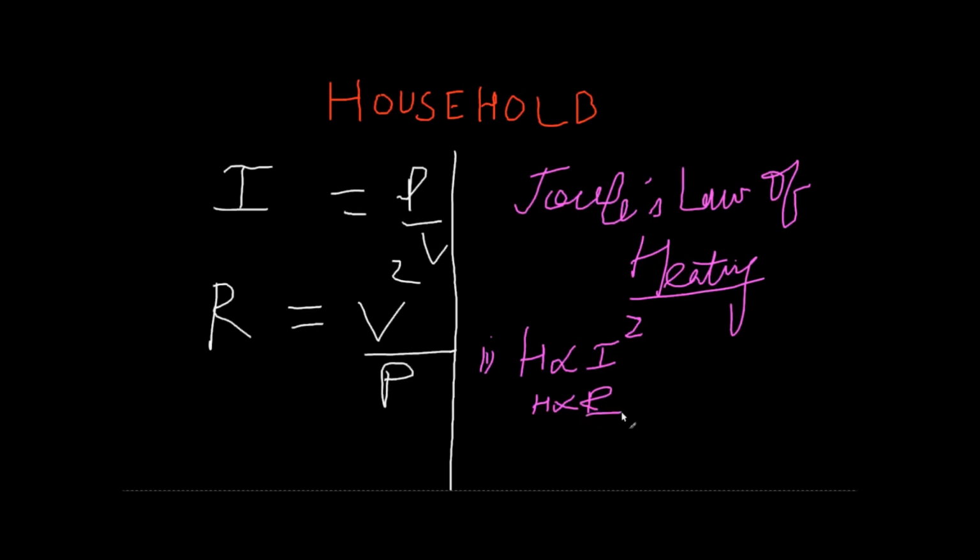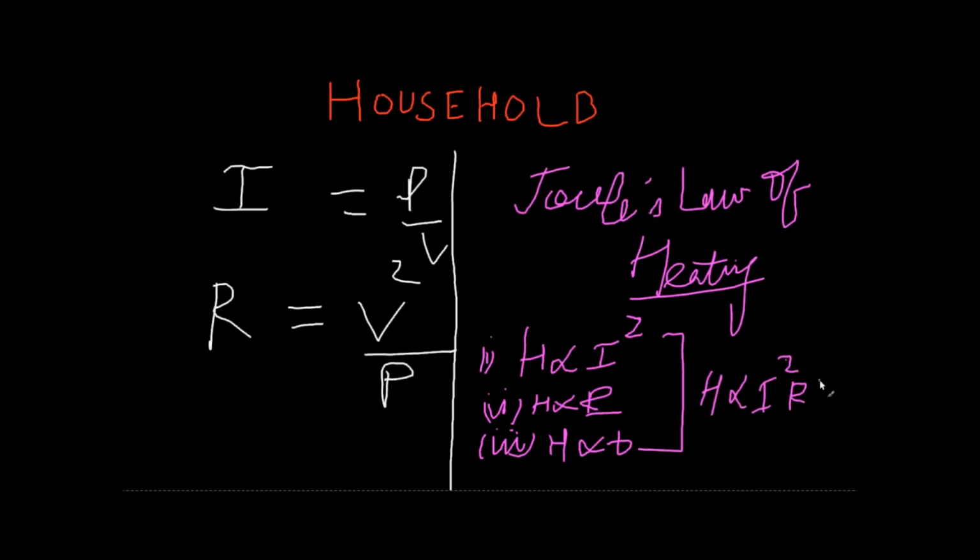So this is our second relation, and the third and final relation has to do with time. The amount of heat H is directly proportional to the time for which the current is passed. So we have H directly proportional to T, H directly proportional to R, and H directly proportional to I square. If we combine all of these, H is directly proportional to I square RT. Now that's our relation. That's what you call Joule's law of heating.